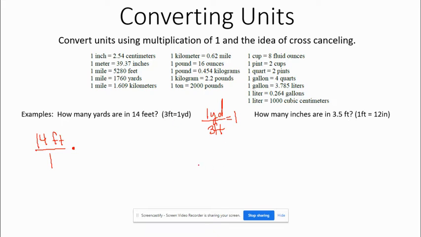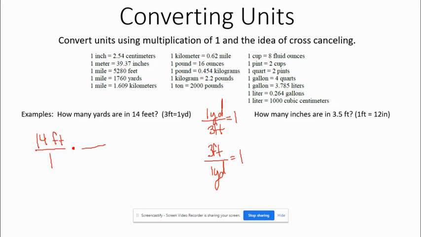Now, I could use this one, or I could use this one. And so this is where you want to use that cross-canceling thing that you know to help you figure out which ratio should I use. Because this conversion fact here, 3 feet equals 1 yard, can be written as a ratio with the yard on top and the feet on bottom, or the feet on top and the yard on bottom. So it's really kind of your choice. What we want to choose is we want to cancel this feet. We want to change the feet into yards.